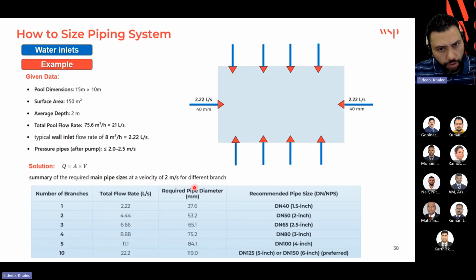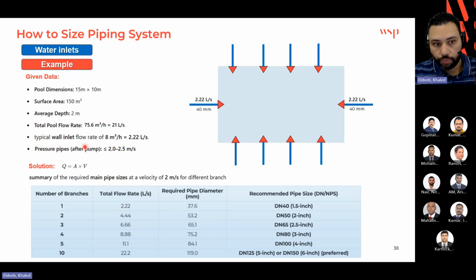Okay, so how to size the piping system. Let's talk first about the water inlets, since it is the last one that we finished in terms of sizing. If you remember in our example, when we calculated the water inlet total number, we found it 10. Okay, 10 water inlets. So yes, 10 here. As you see here, the total flow rate equals 21 liter per second or 75 meter cube per hour.